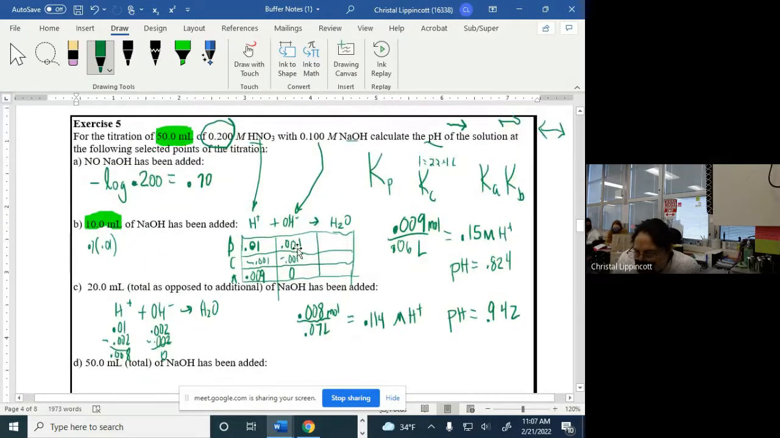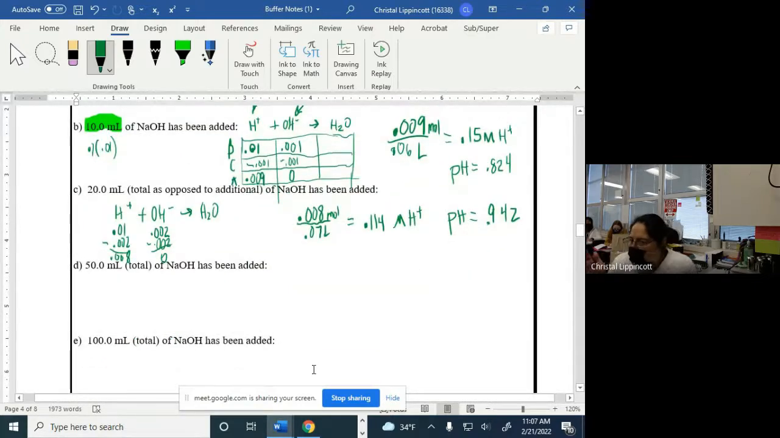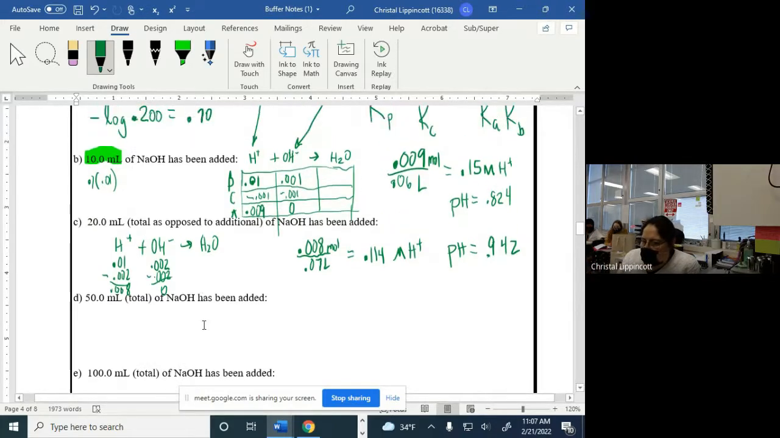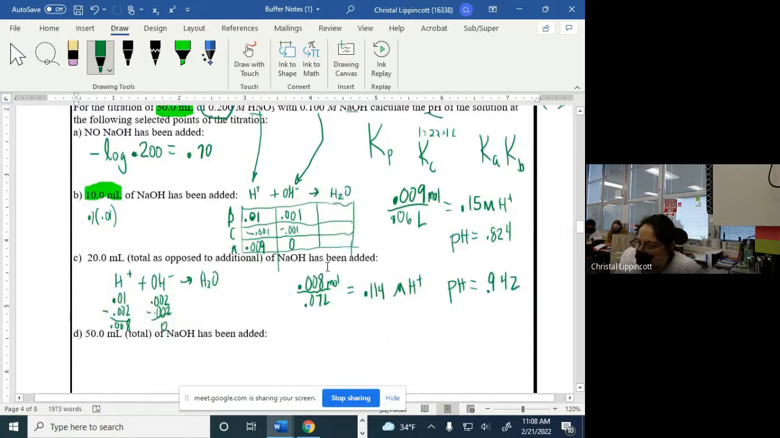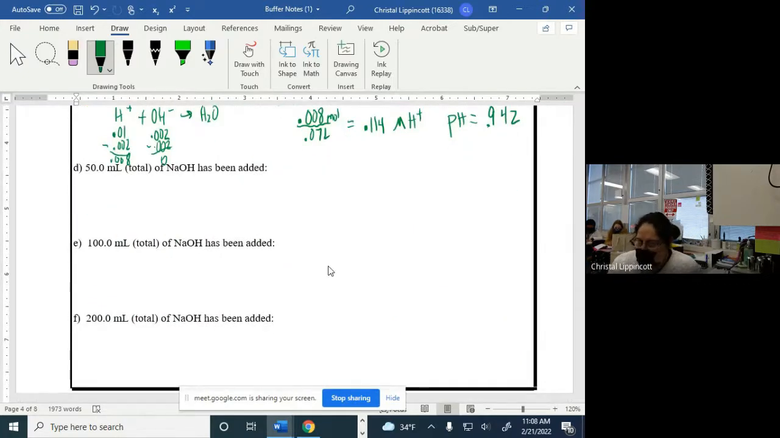All right, here we've got 50 mils of NaOH added. Now, this seems to you like this is going to be your equilibrium, right? Because you've got 50 mils of NaOH and you've got 50 mils of this. Wrong. Why? Concentration. Right, your molarity is different. So if you had the same molarities here and the same volumes, that would be correct. But in this case, that's not. So don't let your gut instinct kind of fool you there.